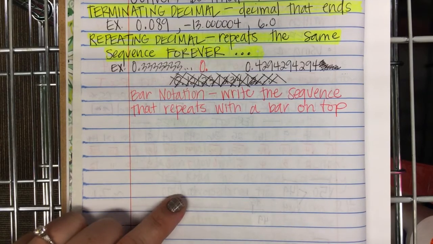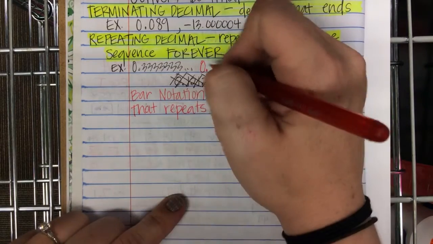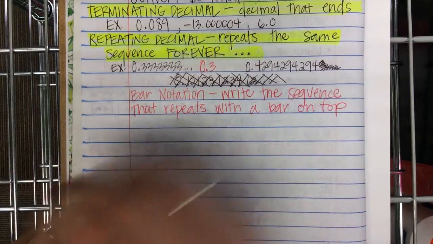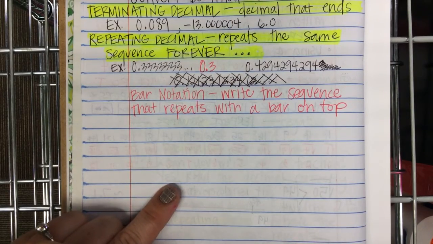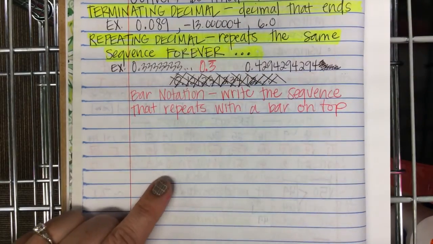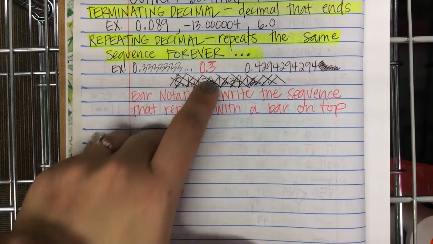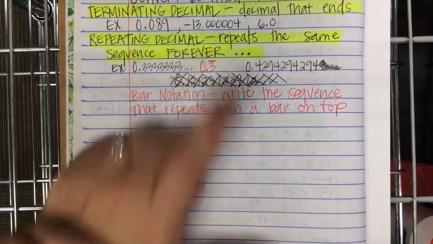And what is the sequence that repeats, Refugio? 0.33 with the bar notation on top of the last 3. Do I have to have two 3s? No, I can just have one 3, right? I can do 0.3 with a line on top of it. There we go. It's 3/10 repeating.